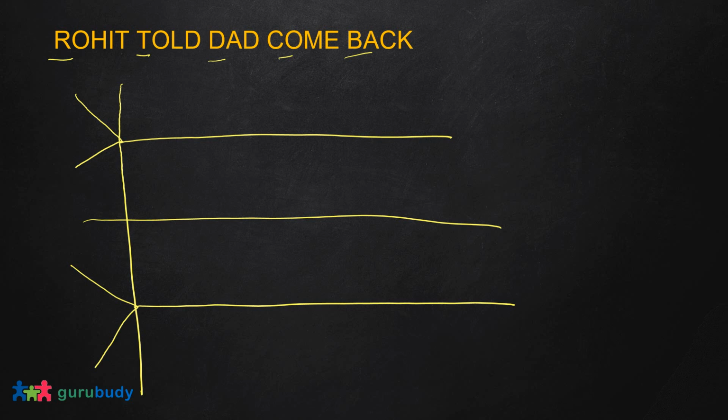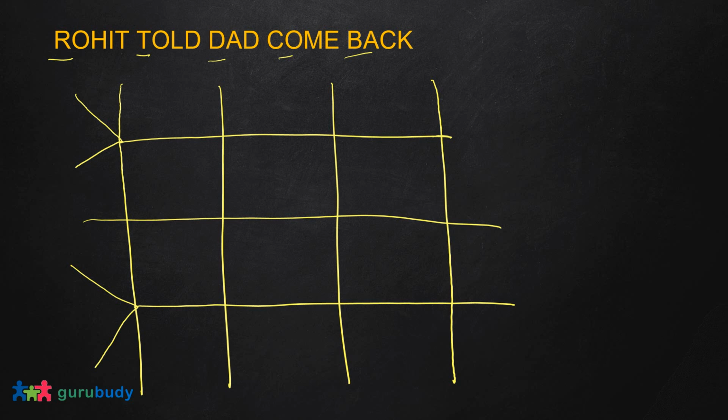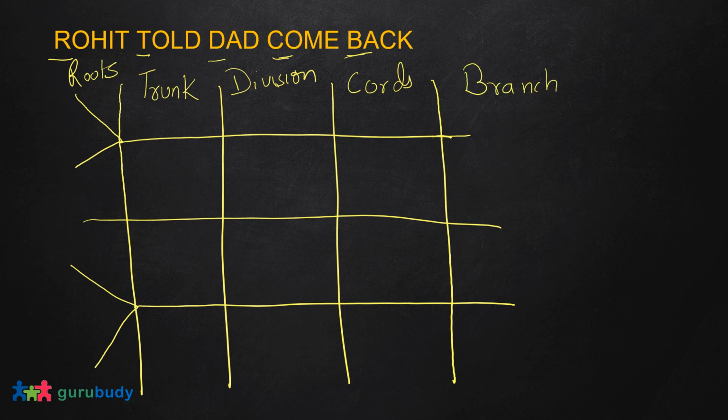So we will make 4 partitions. Okay, R for Rohit and R for roots. T for told, so T for trunk. D for dad, so D for division here. C for come and C for chords. B as in back, so lastly the branches.